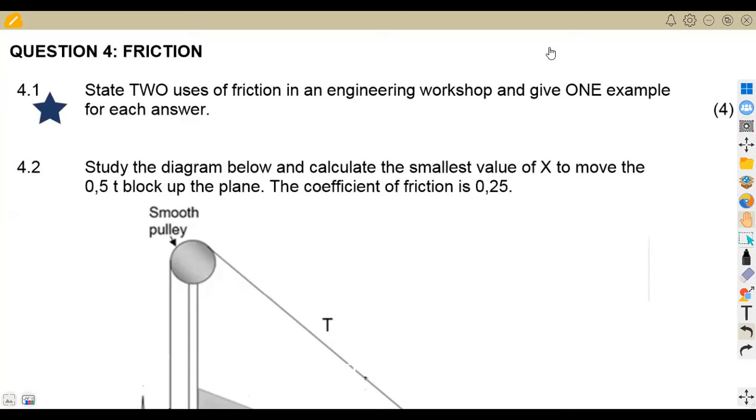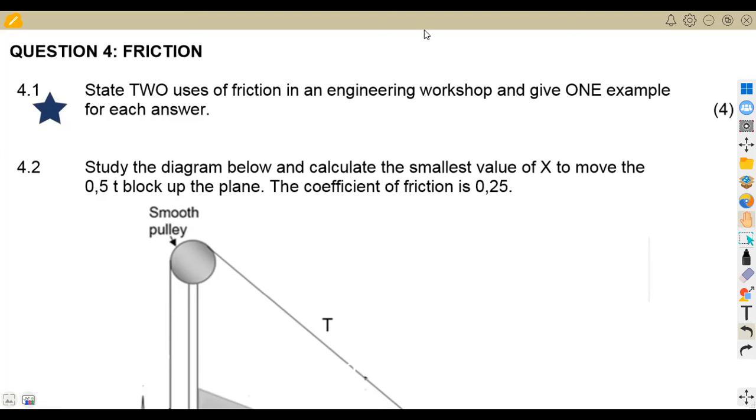The first part of the question, 4.1, we are given to state two uses of friction in an engineering workshop. What are the uses of friction? And give one example for each answer. So you're supposed to give an example so that you can obtain 4 marks. So it is the use, then the example, 2 marks, 2 marks.